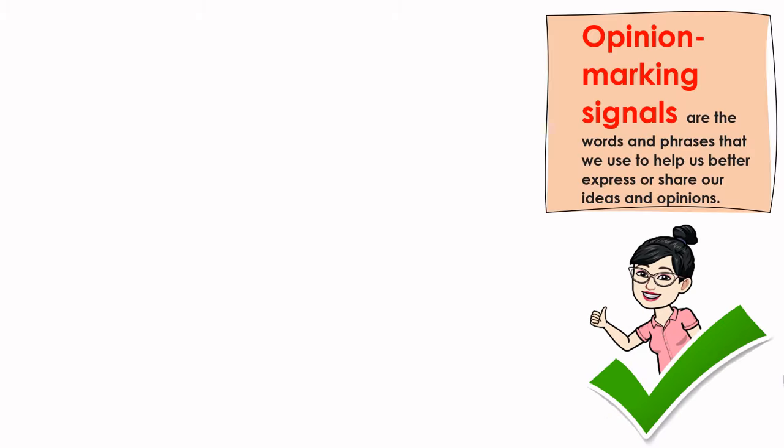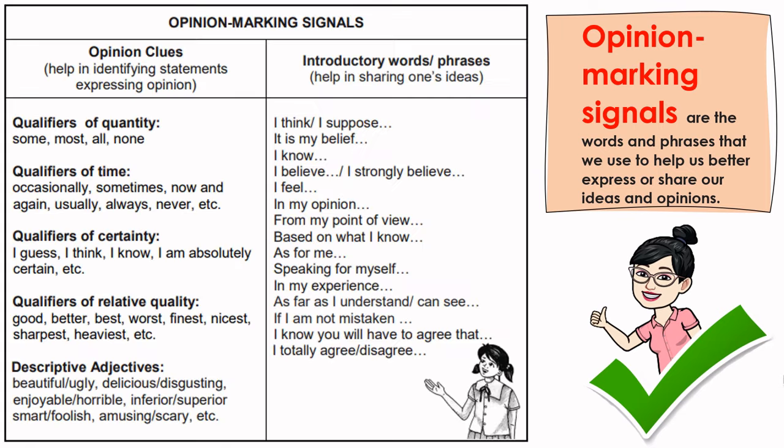Opinion marking signals are the words and phrases that we use to help us better express or share our ideas and opinions. The following is the list of some opinion marking signals. Opinion clues. Qualifiers of quantity: some, most, all, none. Qualifiers of time: occasionally, sometimes, now and again, usually, always, never.